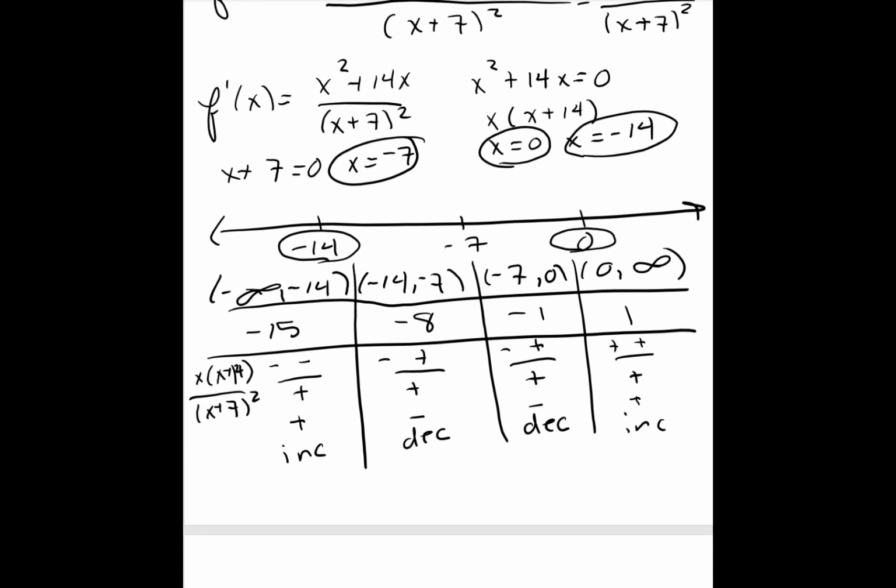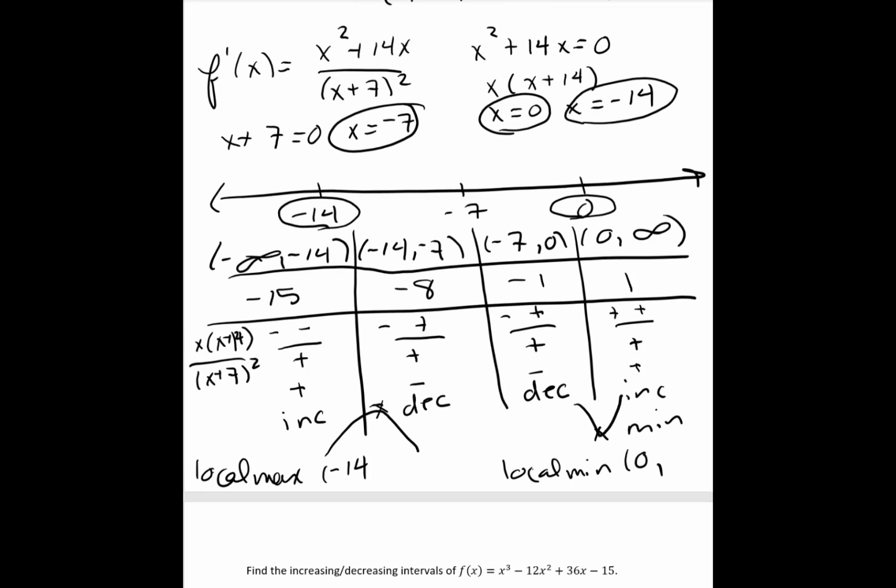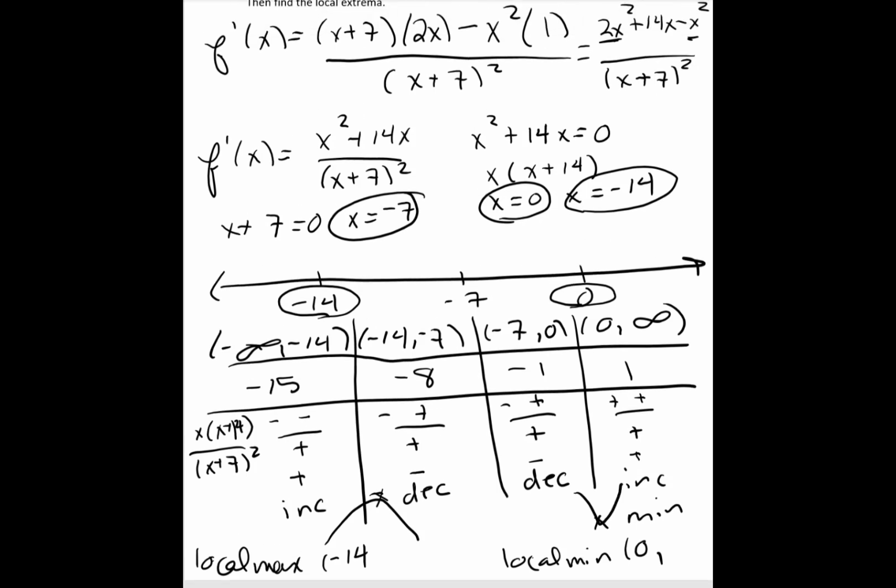So what do I want to look at? I want to look at it went up, increasing, and then it went down, decreasing. So I do have a max. So I have a local max at negative 14. And then this decrease, increase, there's a min. So I have a local min at 0.